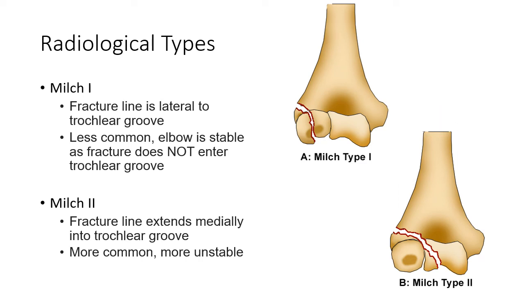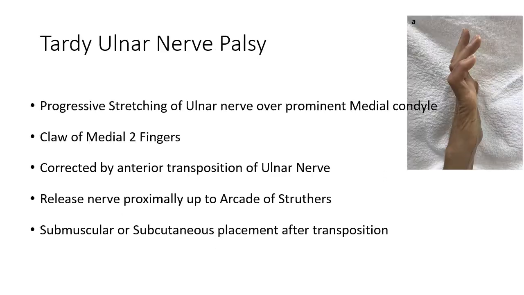Radiologically, you can have the Milch type 1, which is a lateral injury and does not give rise to too much of valgus, and Milch type 2, where the fracture line goes into the trochlea, and these are the ones which cause the valgus deformity.